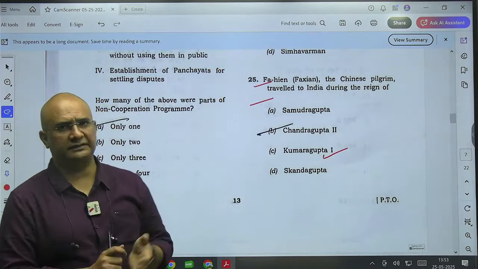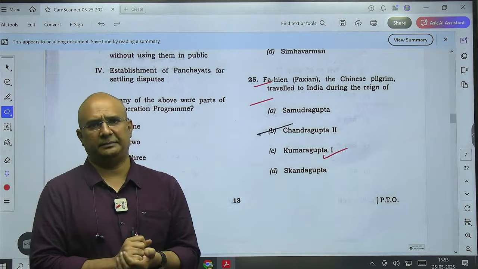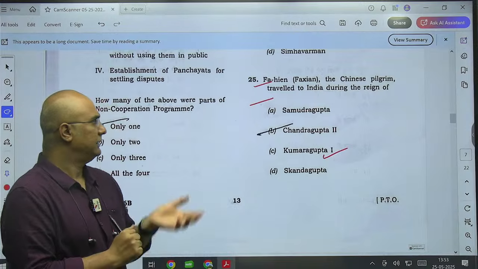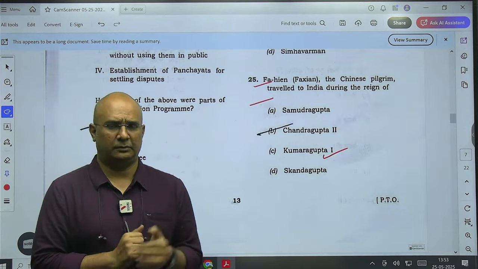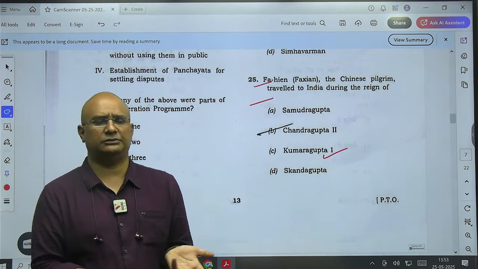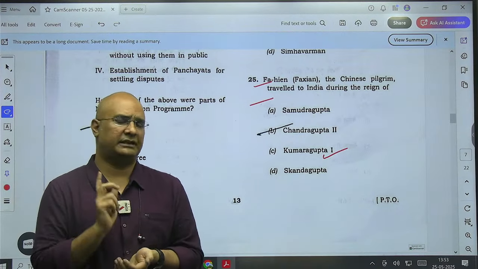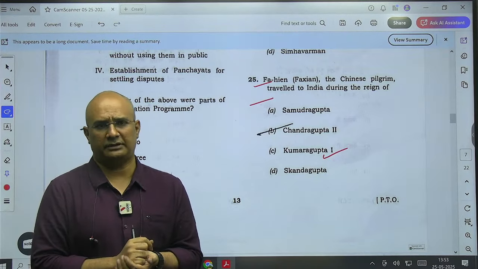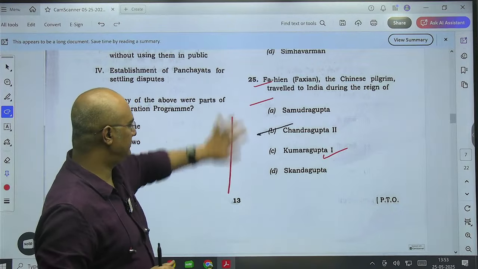25th question is such an easy question that you cannot afford to miss this. Even a person who has randomly picked up some facts from ancient India would have put a right answer for this. It's about a foreign traveler from China, a Buddhist Chinese pilgrim named Fahien, who came to India, and the question is simply asking you during the rule of which king? So the answer directly is, he came during the Gupta period, and particularly during the rule of the Gupta Emperor Chandragupta II. Fine. So the answer will be B for this question.